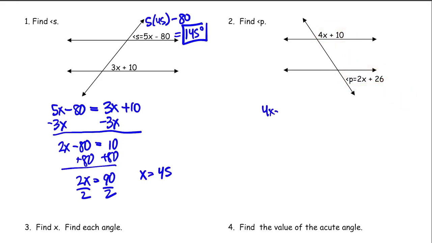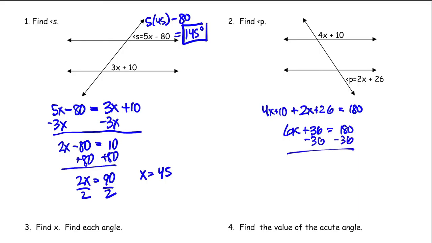So I've got 4x plus 10 plus 2x plus 26 equals 180. I'm going to combine my x's and then combine my numbers. So that gives me 6x plus 36 equals 180. Subtract 36 from both sides. 6x equals 144. Divide by 6. X equals 24.